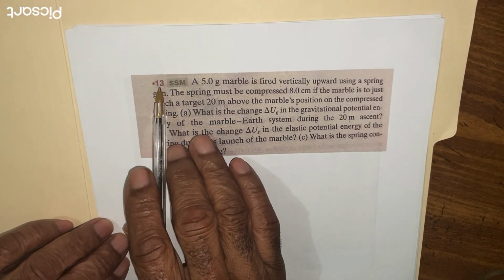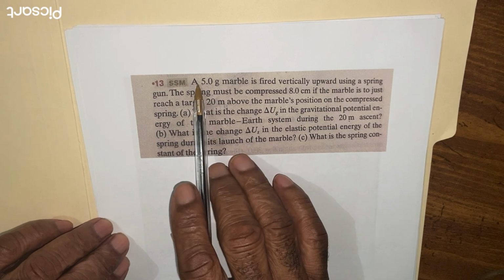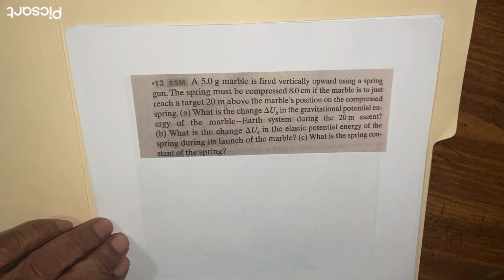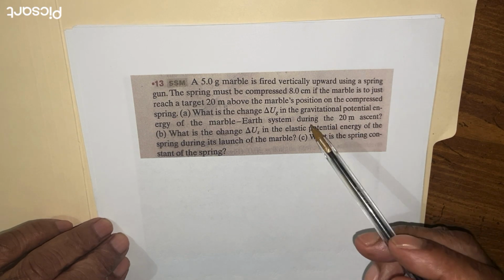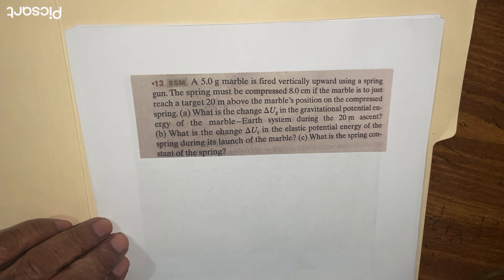Chapter 8, Halliday and Resnick, Problem 13. A 5-gram marble is fired vertically upward using a spring gun. The spring must be compressed 8.0 centimeters if the marble is to just reach the target 20 meters above the marble's position on the compressed spring.